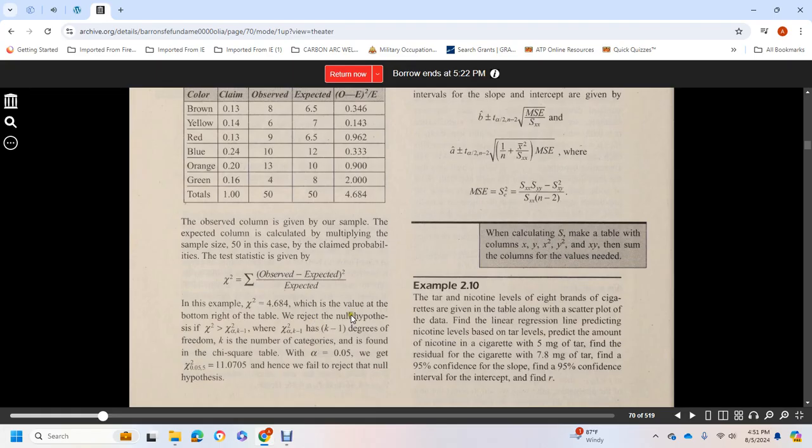value is 4.684, at the bottom right side. Under the null hypothesis, chi-squared follows a chi-square distribution with k minus 1 degrees of freedom, where k is the number of categories. It is found with the chi-square table, where alpha is 0.05, and we get chi-squared 0.05 with 5 degrees of freedom equal to 11.0705. Hence, we fail to reject the null hypothesis.